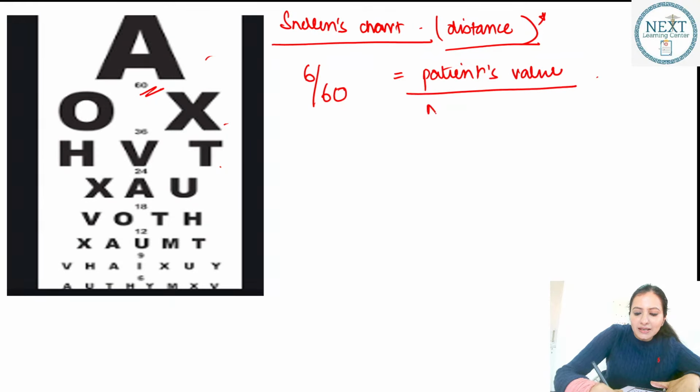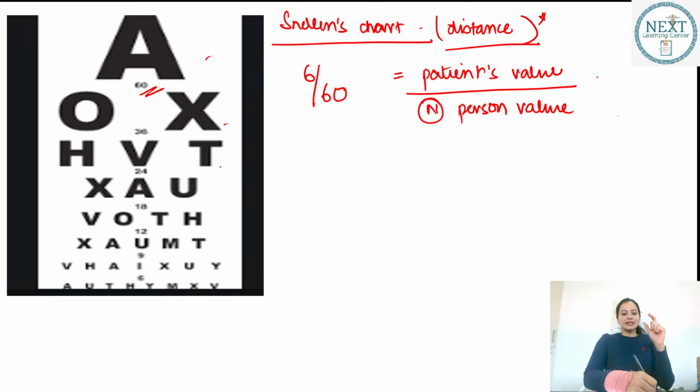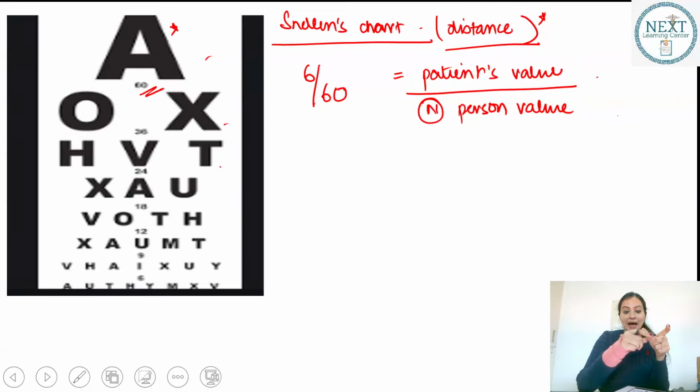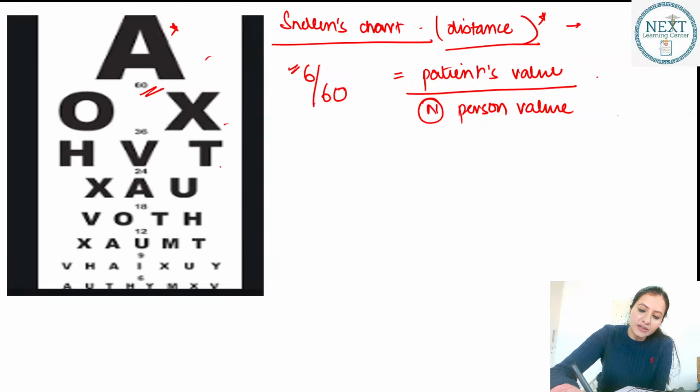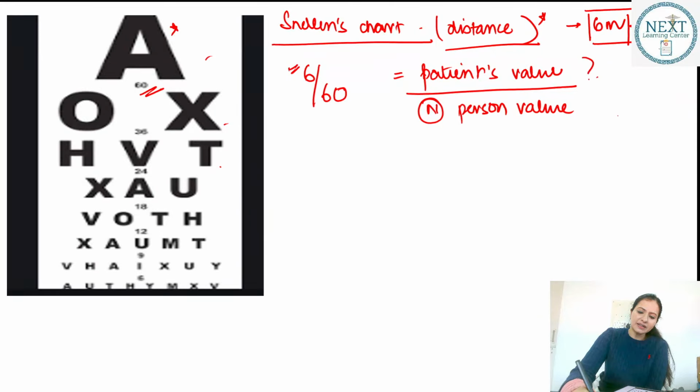And 60 stands for a normal person value. What does that mean? That means this A, the topmost line, what a normal person can read from 60 meters, this person can read only from 6 meters. Another thing is, this test is done at a distance of either 6 meters or 20 feet. Okay. So 6 by 60 is this.